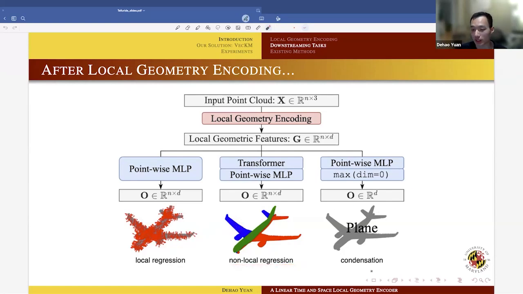And the third one is condensation. A typical example would be classification. For example, if you receive the point cloud and you want to classify that this is a plane, you get a local geometry encoding, use a fully connected network, and then do a maximum pooling on the first dimension, and it will give you a d-dimensional vector. This is condensation. So basically, local geometry encoding is a very fundamental task. That's why in this paper, we want to tackle this fundamental task efficiently and robustly.